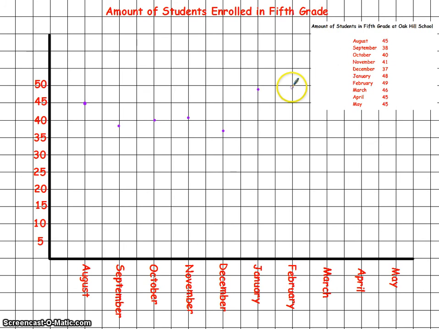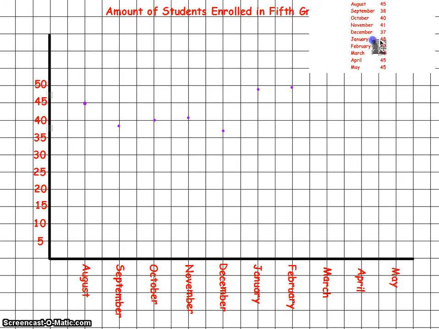So February, there we go. And let's move this here. March is 46, so we're going to drop down to just above that. And 45 and 45. So here I have my 45 and my 45.